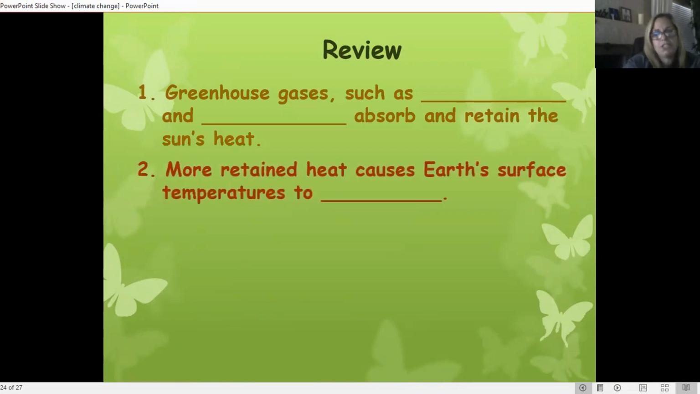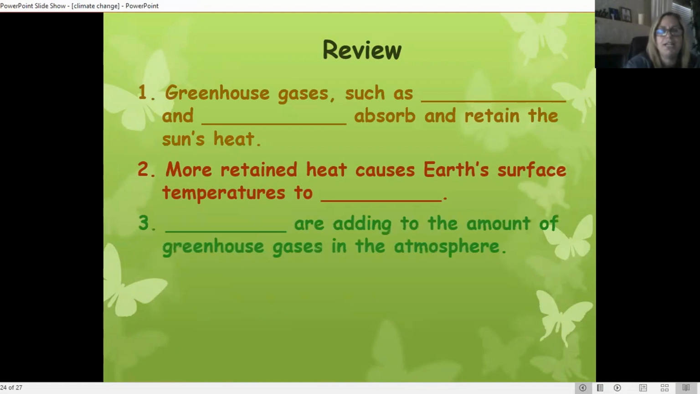All right, next question. More retained heat causes Earth's surface temperatures to what? So because we have more heat, our Earth's surface temperatures are going to do what? Pause the video and write your answer. Question 3. Blank are adding to the amount of greenhouse gases in the atmosphere. So what's adding to the amount of greenhouse gases in the atmosphere?